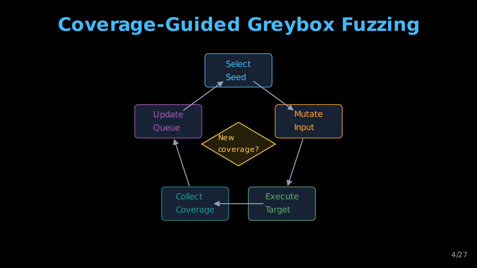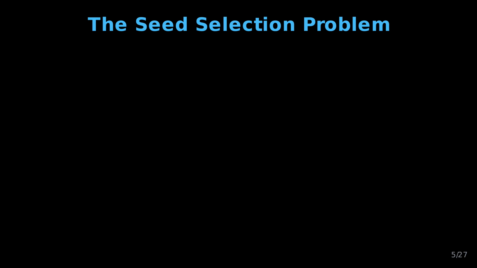This feedback loop is what makes gray box fuzzing so effective. But notice where it all starts: the seed corpus. This is the foundation that everything builds on. And the central question this paper asks is, how should we choose the initial seeds, and does it even matter?